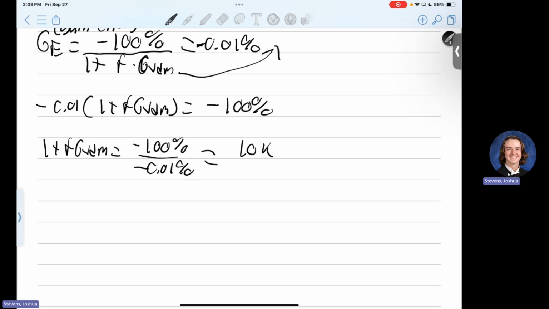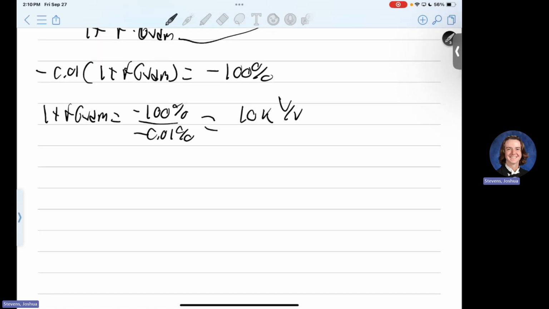I think it would technically be 10K volts per volt. I'm not fully sure, but I think it'd be volts per volt, yeah, because this is gain error over that. I'm pretty sure that's volts per volt, okay. Now we do F GVDM equals, what's 10K minus 1? 9999.